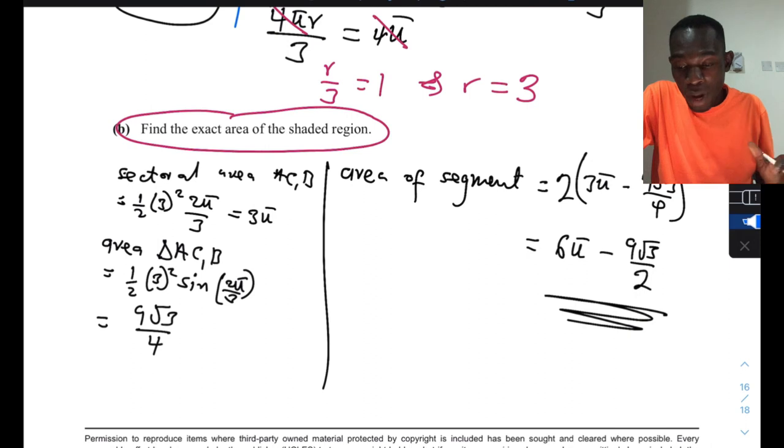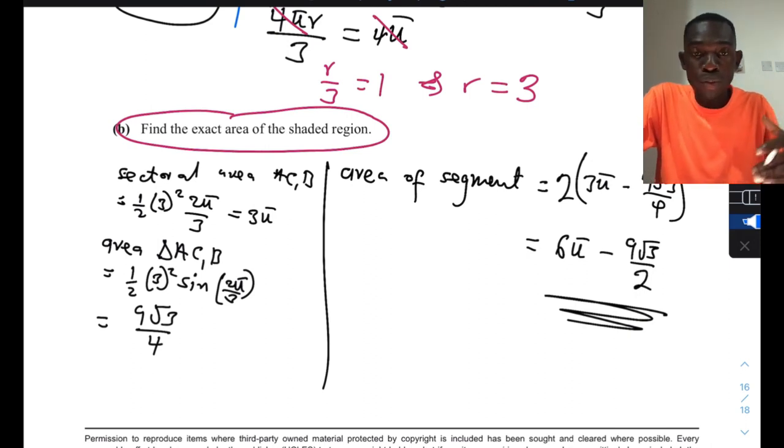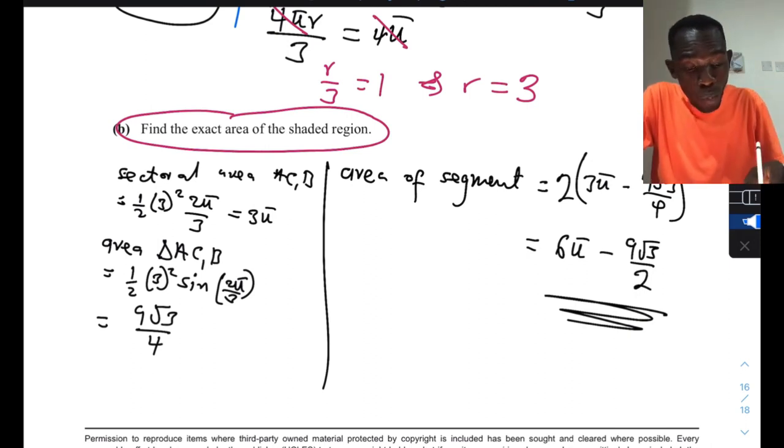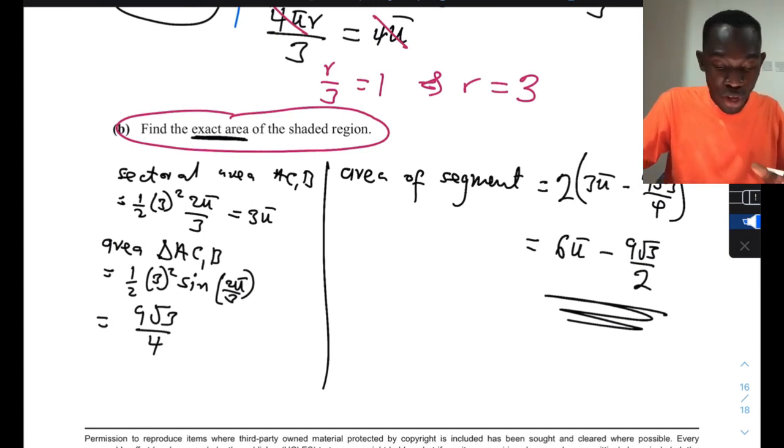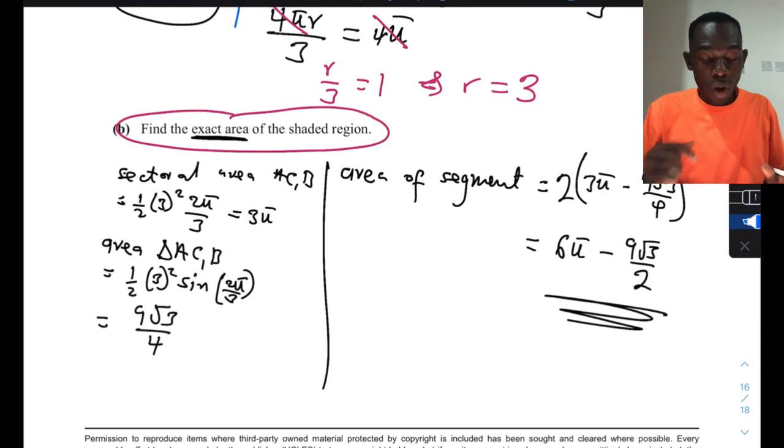Do not be quick to say that I'm going to use my calculator to simplify. Why? Because they said to leave it as the exact area, so don't touch it, leave it like that. So this is where we end our discussion on how to ace exam style questions on circular measure.